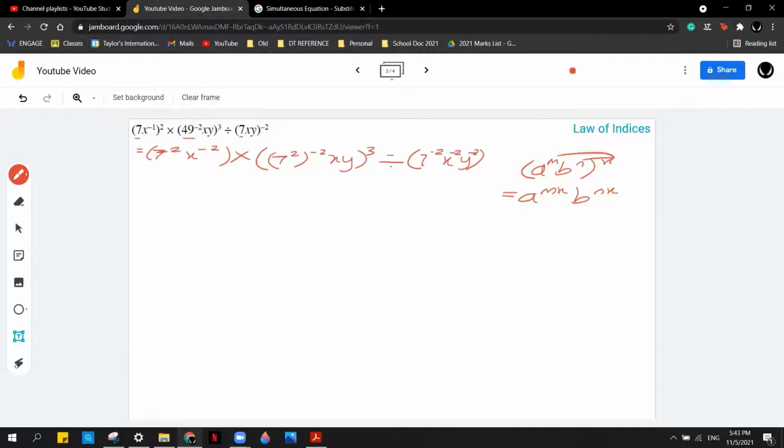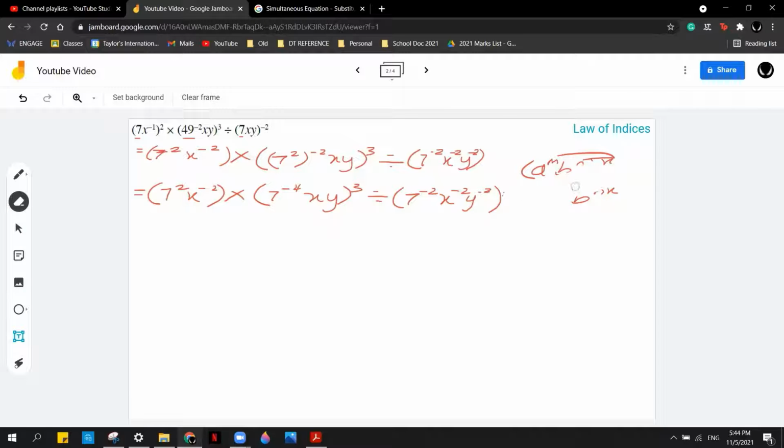So the first layer is done. Now, let's look at what we have arrived at. First of all, we have this. We are not going to touch this yet. I'm going to solve this bracket because there's a 3 outside there. So 7 square to the power of negative 2, times, in this interior bracket, 2 times negative 2, you get 7 to the power of negative 4, x, y, 3, divided by 7 to the negative 2, x to the negative 2, y to the negative 2. Sorry, here we go. I'm going to erase this because I don't want it to conflict with our explanation.